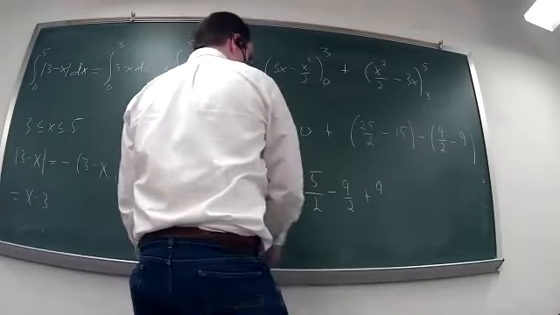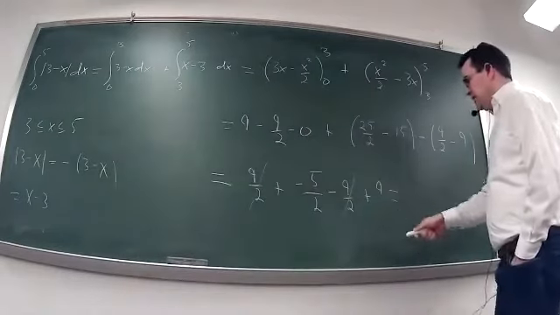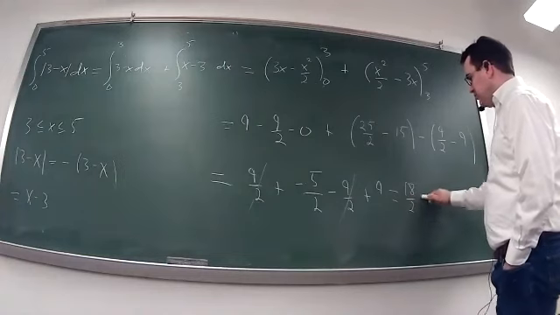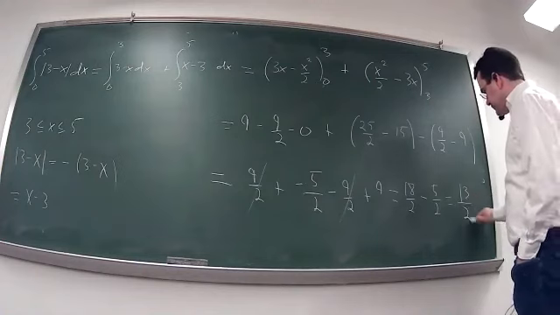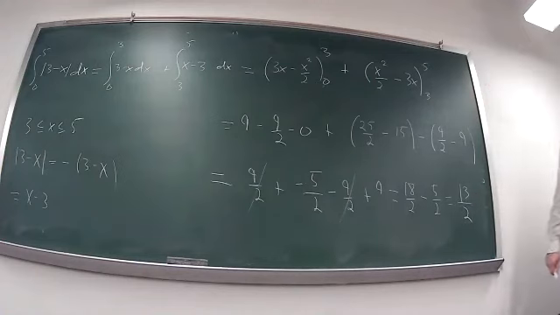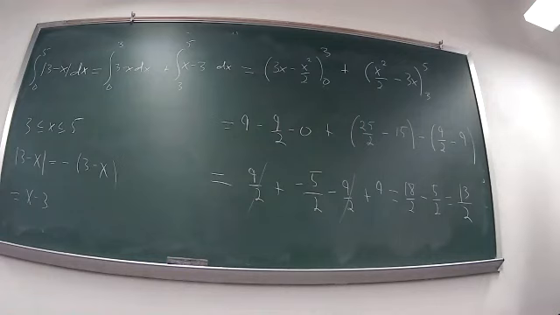And I've got 9 halves minus 9 halves. So I'm left with 9, which is the same as 18 over 2 minus 5 over 2, giving me 13 over 2. So giving me the same answer. It's kind of amazing the arithmetic worked out. I was sure I was going to make a mistake somewhere.